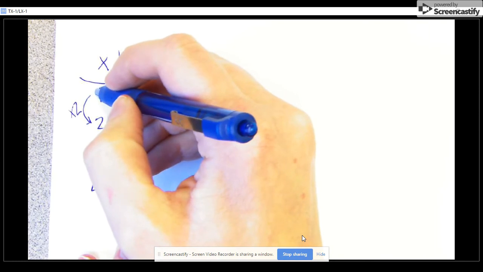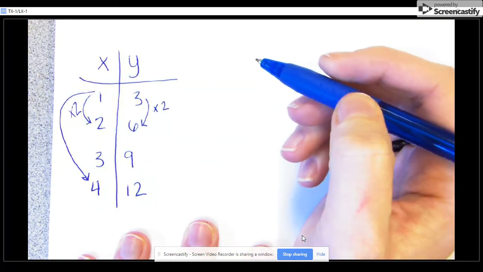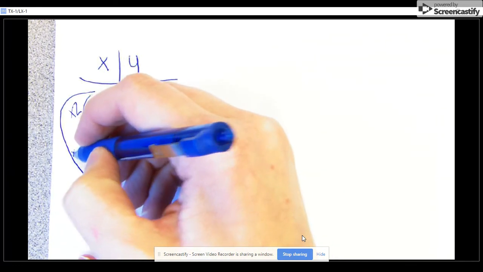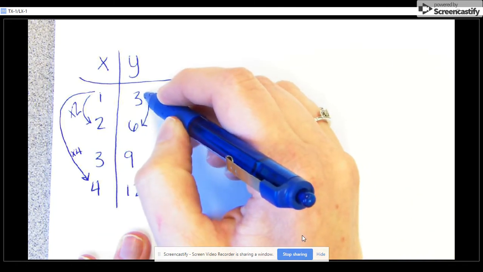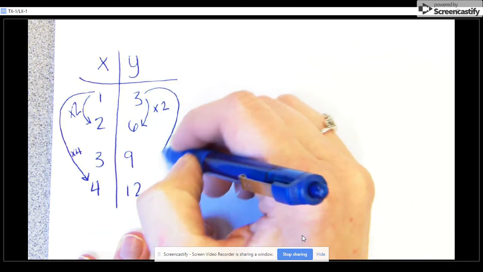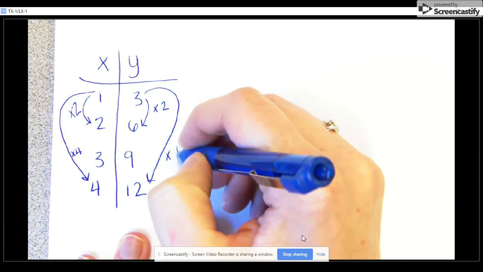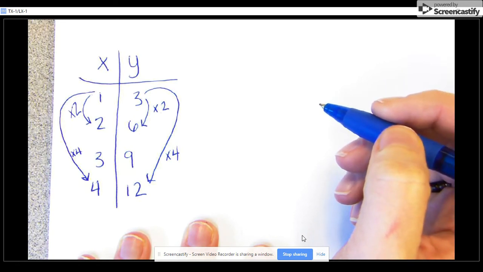So if I went from the first x value to the fourth x value, to get from 1 to 4, I need to multiply by 4. Let's check that over here. In order to get from 3 all the way to 12, I also need to multiply by 4. So this is a direct relationship.